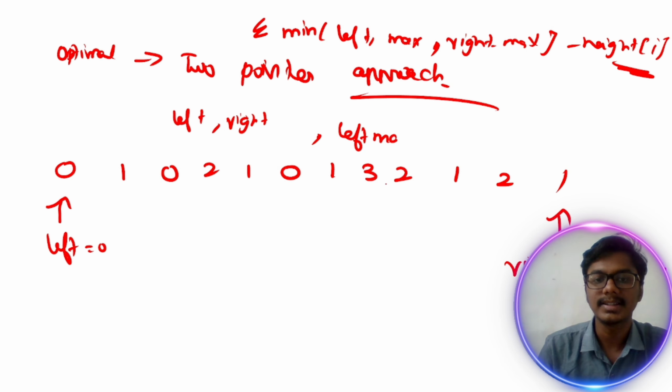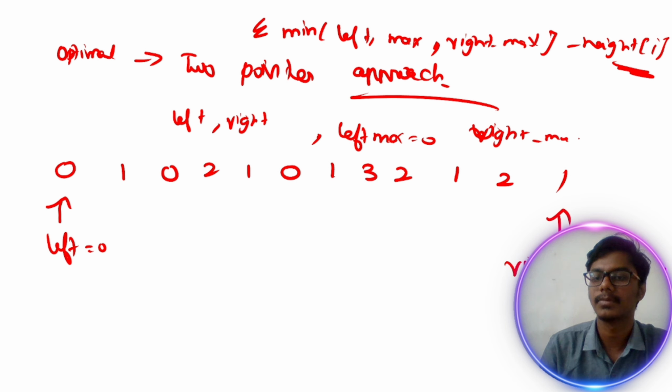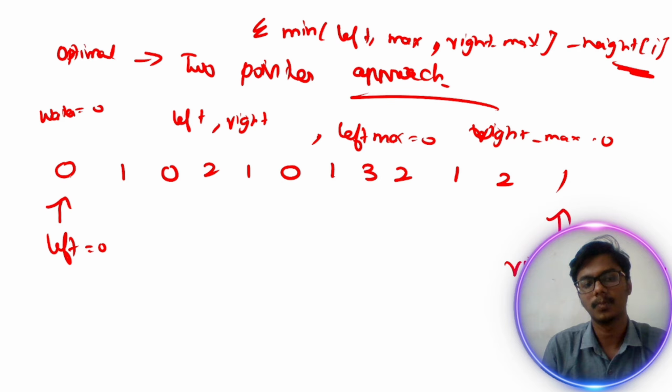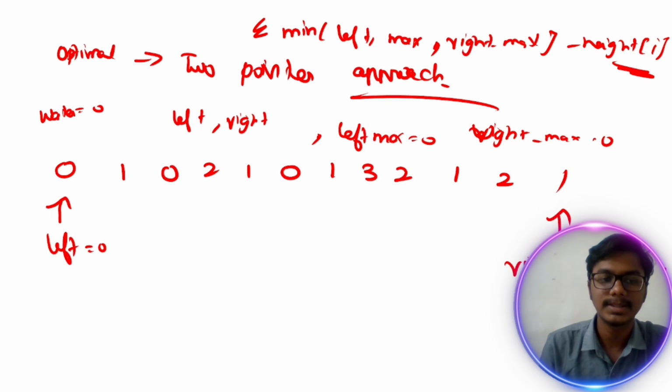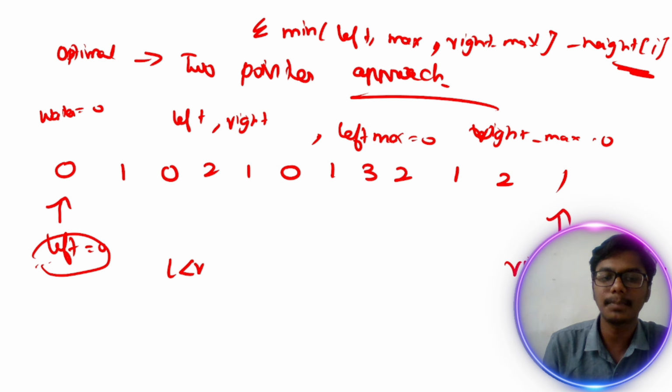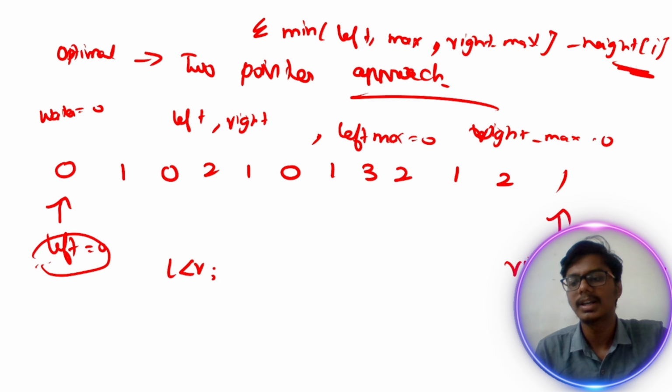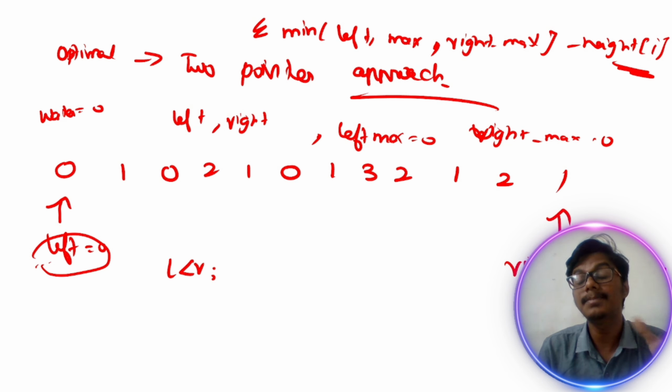After initializing, I'm initializing the left max equal to 0 and the right max equal to 0. Then the result, how many units of water, is stored as 0. Now I check a loop while the left pointer is less than the right pointer. If it is less, we are focusing on the minimum of the bars, so I get into the loop.